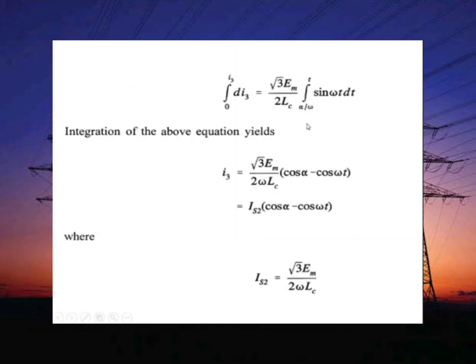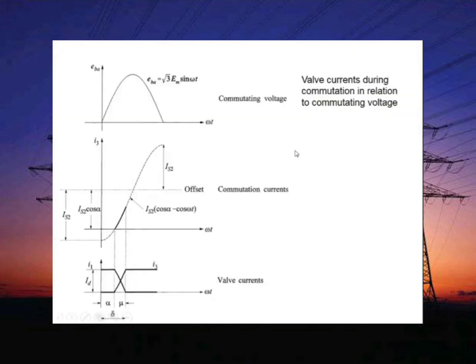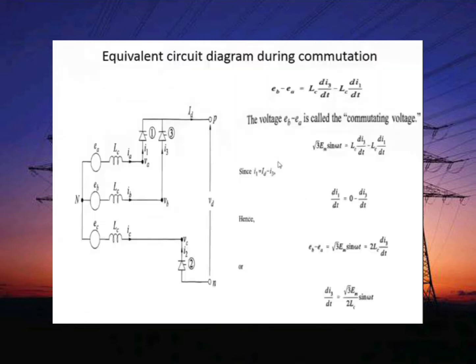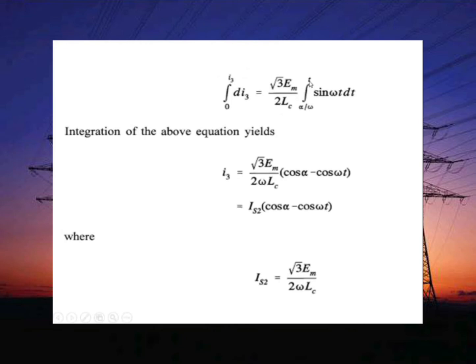So t equal to alpha by omega, and omega t equal to 0, so t equal to 0, up to omega t equal to alpha, so t equal to alpha by omega, and the total conduction is up to t. So we take the limit up to t. When we integrate, the integral of sin is cos, and putting in the upper limit and lower limit, you will get the equation of I3 is equal to root 3 Em upon 2 omega LC times cos alpha minus cos omega t.